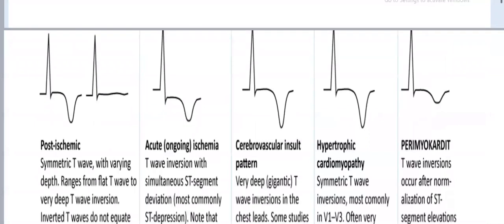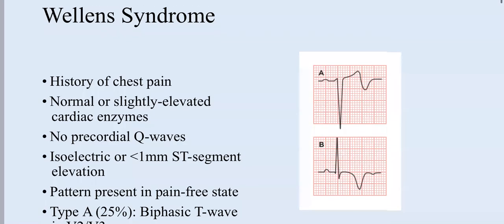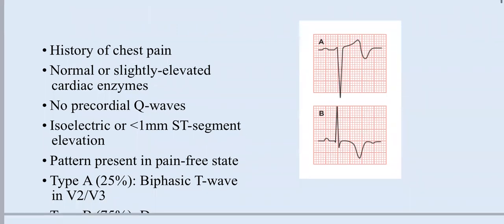Again, different forms of T wave. I'm not going to go through it. Now, Wellens syndrome. Wellens syndrome, and sometimes they call it proximal LAD disease syndrome. Patient will have history of chest pain, normal or slightly elevated cardiac enzymes, no Q waves, isoelectric ST segment, no dramatic ST segment elevation, but you have this pattern.